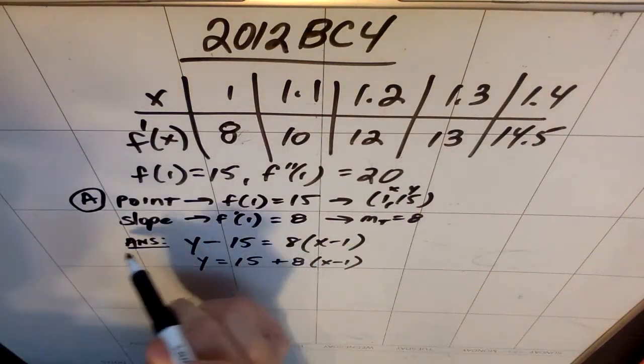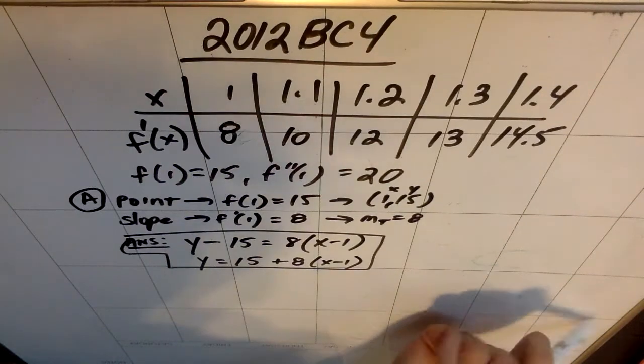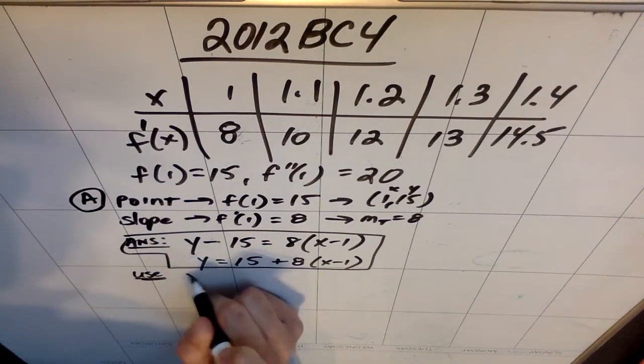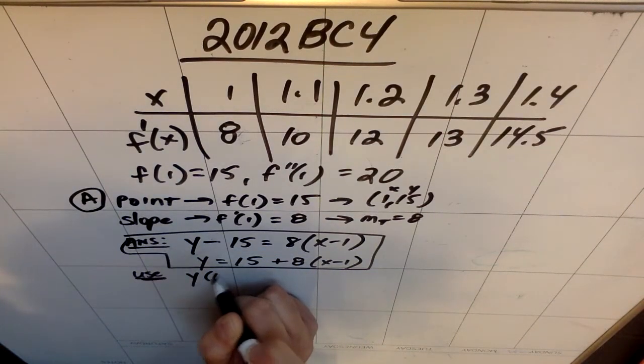So that's the first answer, right? Either of those is fine. If you want slope-intercept, you can. It's not a great idea. I'm then asked to use it, right? So I'm going to use y to approximate 1.4, right?